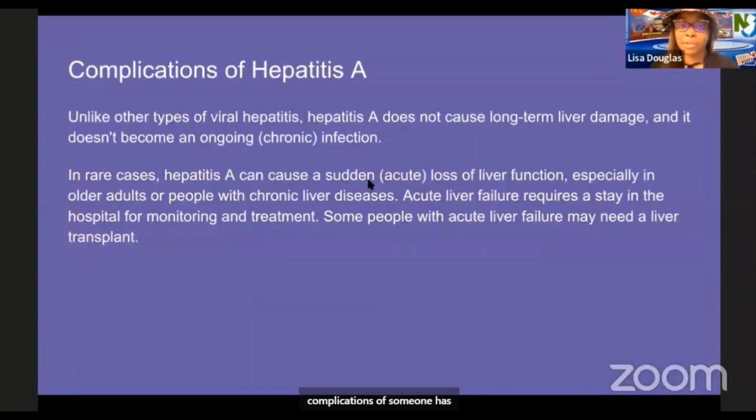So what are the complications if someone has hepatitis A? Unlike other types of viral hepatitis, hepatitis A does not cause long-term liver damage, and it doesn't become an ongoing chronic infection. In rare cases, however, hepatitis A can cause a sudden acute loss of liver function, especially in older adults or people with chronic liver diseases. Acute liver failure requires a stay in the hospital for monitoring and treatment. Some people with acute liver failure may need a liver transplant.